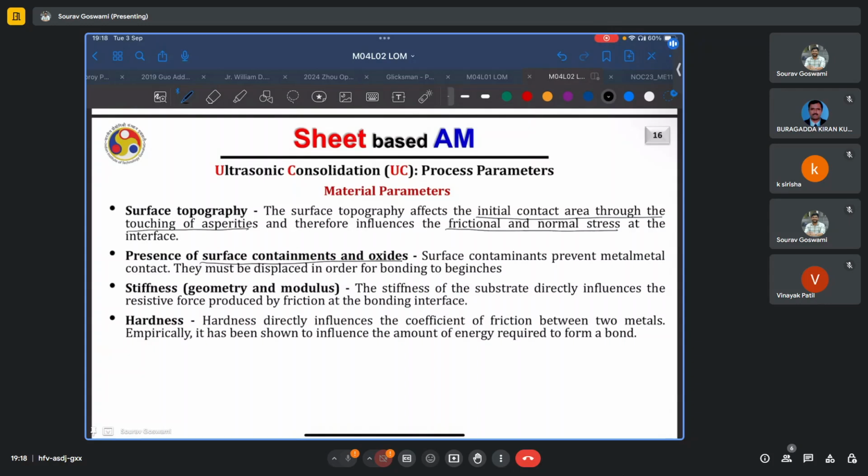Then the stiffness of the material, which directly influences the resistive force produced by friction at the bonding interface. Next is hardness, which again influences the coefficient of friction and empirically has also been shown to influence the amount of energy required for bonding to occur.